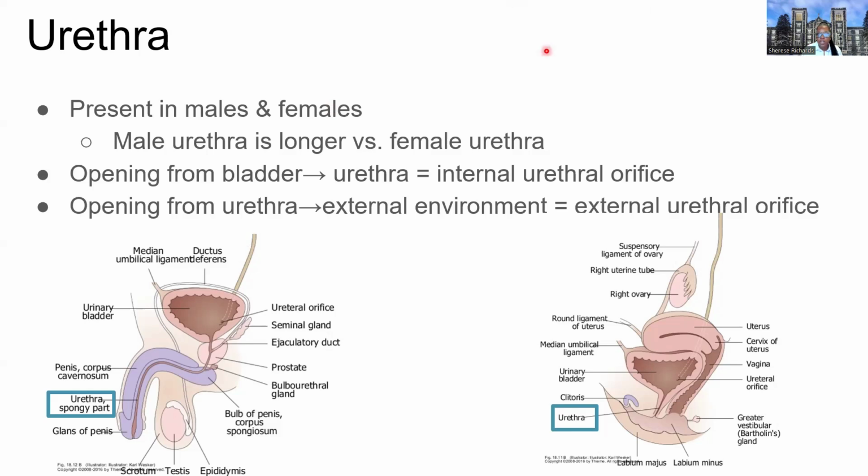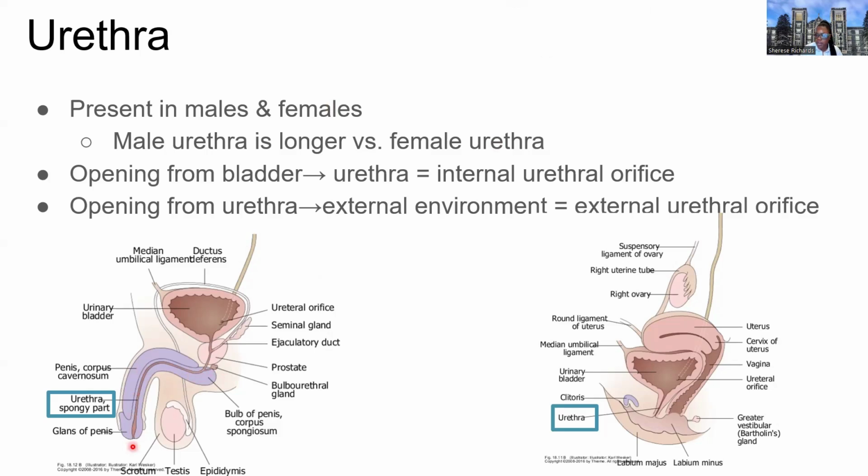Okay, so the male urethra is going to be much longer. It's going to have three different parts because it has to travel through the prostate, the floor of the pelvis, right? This is called the membranous part of the urethra, and then eventually the penis itself, the spongiosum. So those three parts make for a much longer urethra in males.